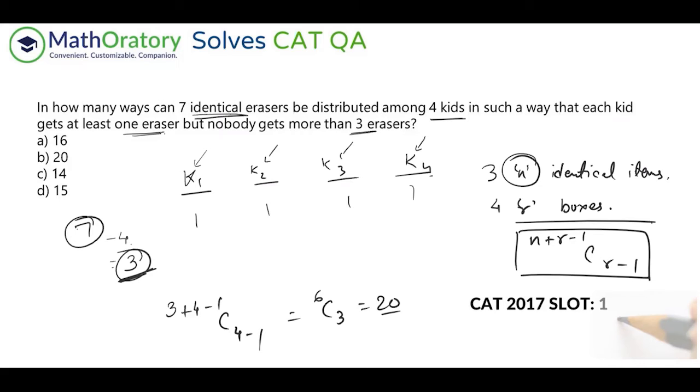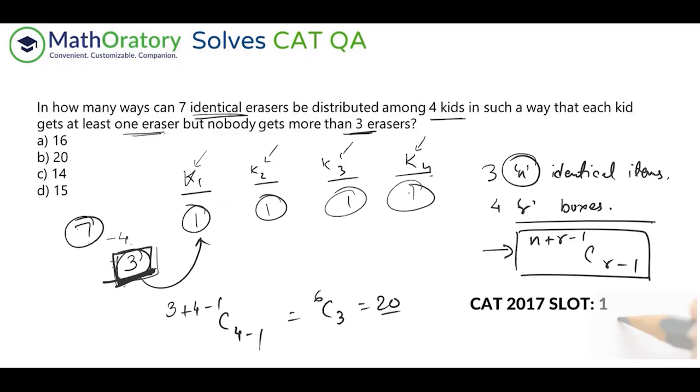But the question is, are all these cases allowed? If you have distributed these three erasers with the use of stars and bars, you are doing it without any constraint. You can distribute it as you want. But there is a constraint, right? The constraint is nobody gets more than three erasers. Now you might think, we have only three erasers to distribute, so how can somebody get more than three? But you started by giving one eraser to everybody, right? So suppose you distribute these three erasers to a single individual, to any one of the kids. Now that won't be allowed, right?